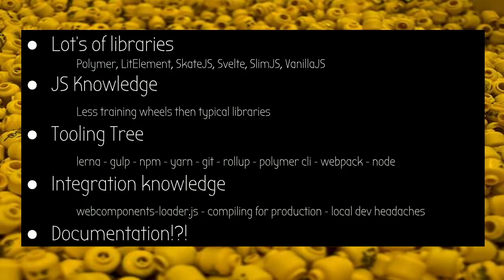Also, tooling. Everyone here knows, of course, class, what Lerna, Gulp, NPM, Yarn, Git, Rollup, Polymer CLI, Webpack, and Node are. Yes? No. And what scenarios you'd use them, why you would stack them all. No. Okay. They don't understand. Yes, I'm sorry. Okay. You don't have to all just leave. Class. Because this is what would happen if you go to any JavaScript conference. It's kind of like word vomit. But what we're going to show you gets rid of that. Because four months ago, we didn't know half of these either.